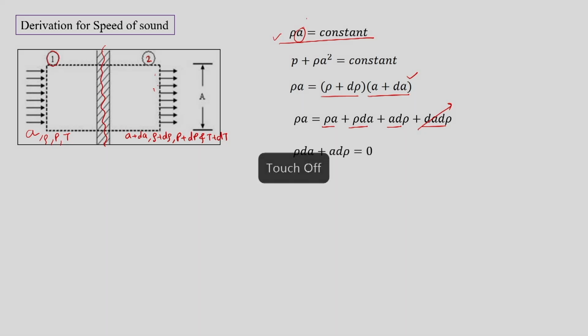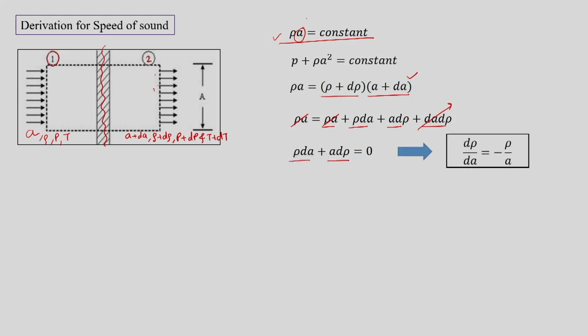And then further we know that rho A can be cancelled. So, we get an expression which says that rho dA plus A d rho is equal to 0. So, we get d rho by dA is equal to minus rho by A. So, this is what we could achieve from the mass conservation equation across the sound wave.